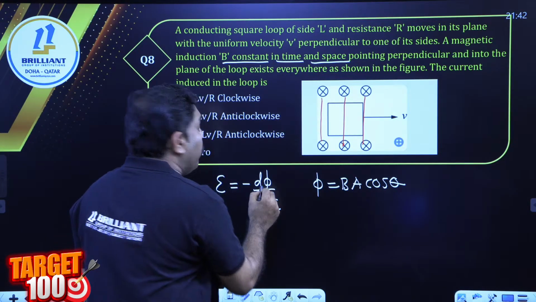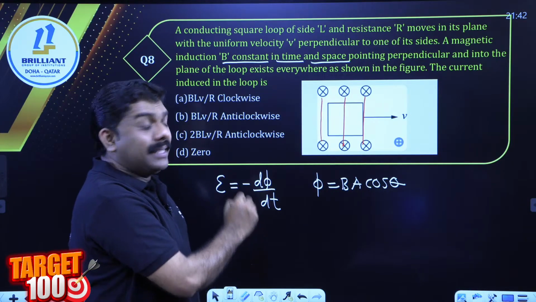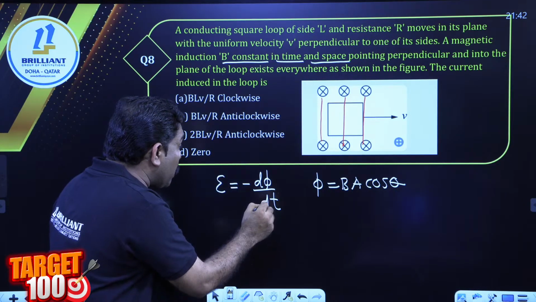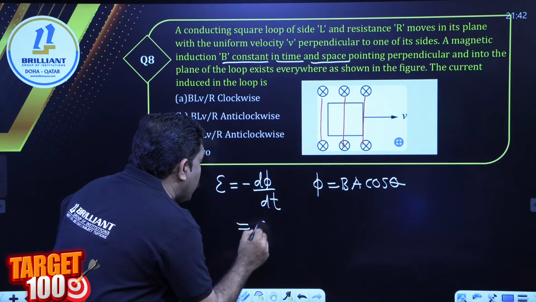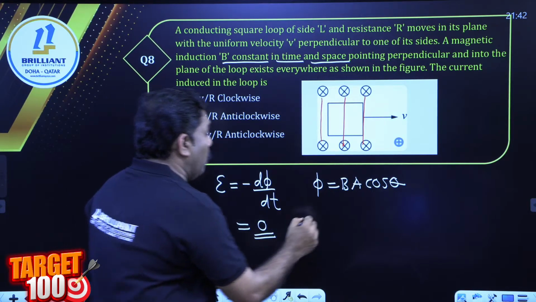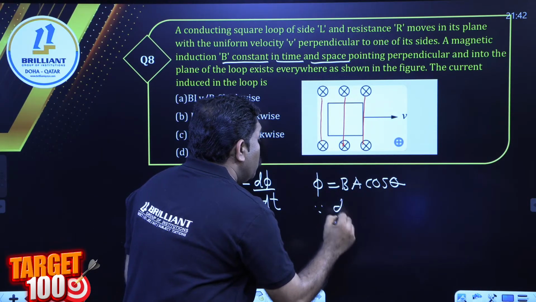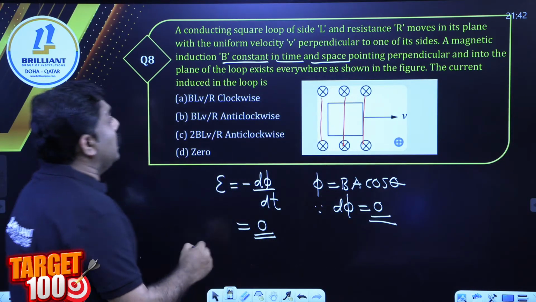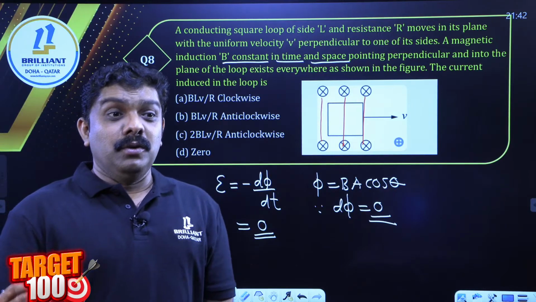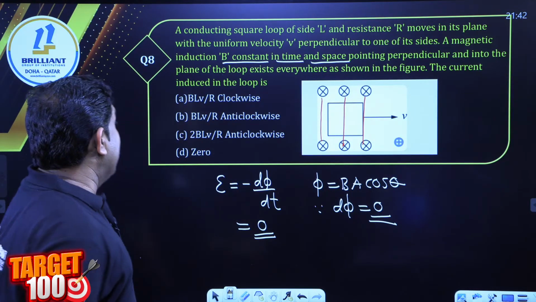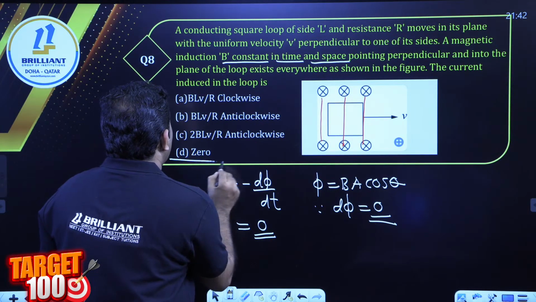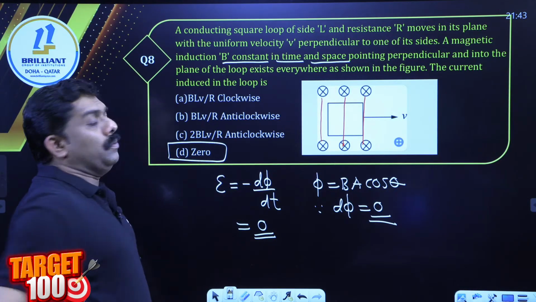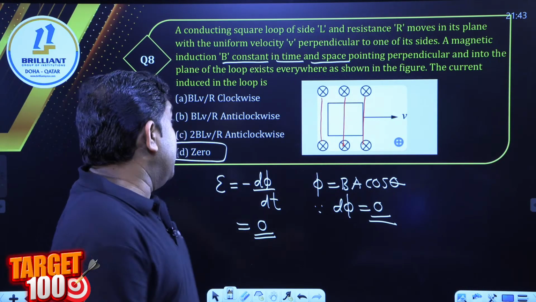So the EMF will not be changing. Since the change in flux is equal to 0, there is no induced EMF, so it will be 0. If the induced EMF is 0, we can say the induced current will also be 0. So please see the point that I'm saying.